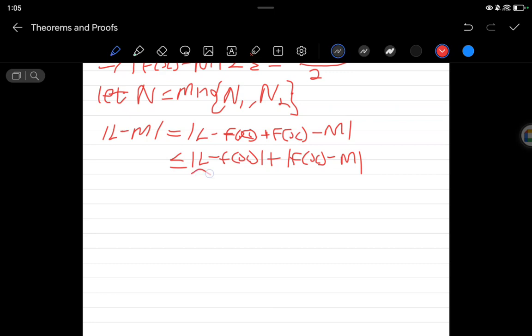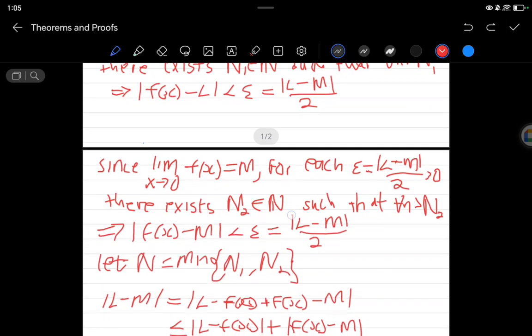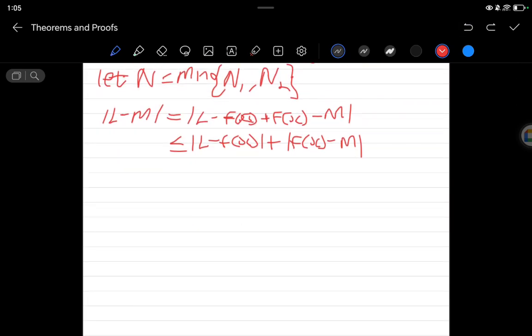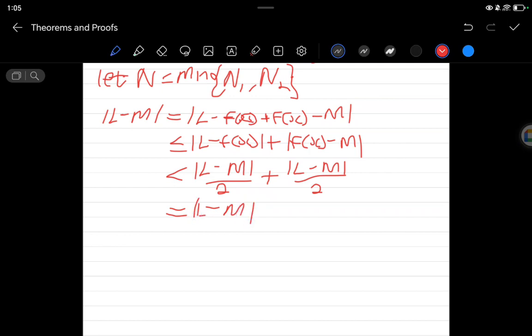Then this, we know it's less than E, which is L minus M over 2. So we're going to say that this is less than the absolute value of L minus M over 2 plus L minus M over 2. And this would be equal to the absolute value of L minus M, right?